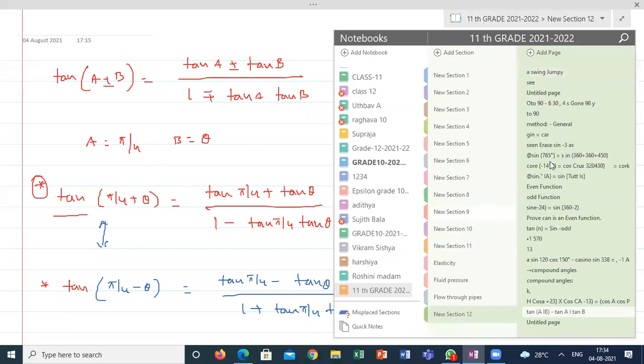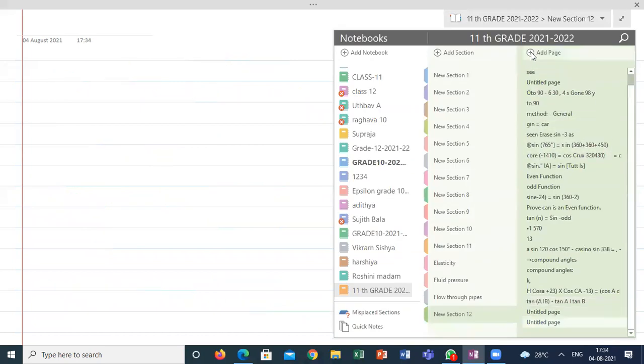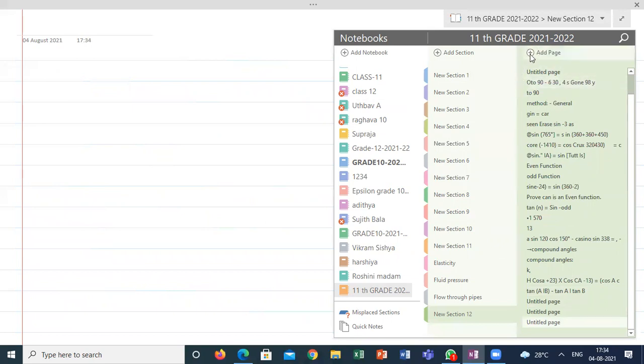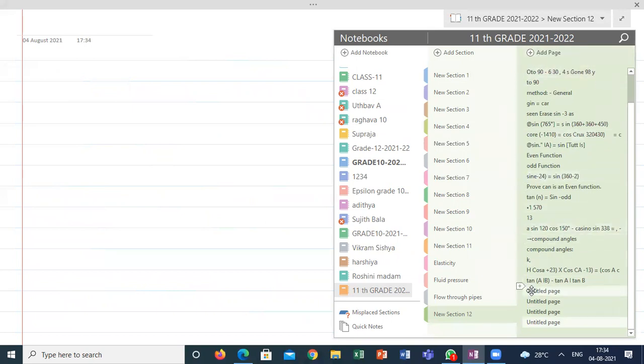Next one is actually out of the box, but for some people it might be useful. If you don't want it, I will skip these things. Compound angles with 3 angles. Sine of A plus B plus C. Cos of A plus B plus C.